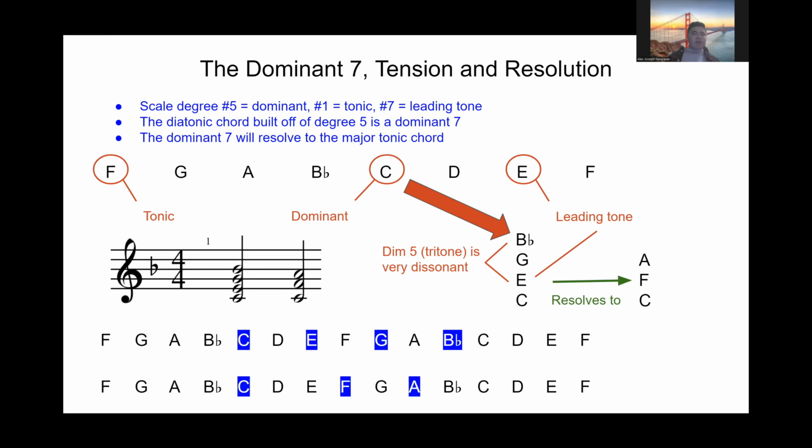F. So I've diagrammed it out here, and you can see how the tritone becomes resolved into a major third. In this case, E going up to F, B flat going down to A. This is what it sounds like.